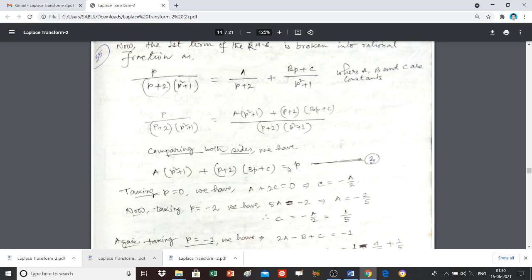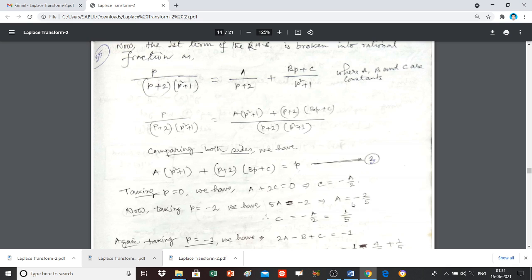Now taking p equal to 0 in this equation, we have a, and since p is equal to 0, 2 into c, that is equal to 0, or c is equal to minus a by 2. And now taking p equal to minus 2 in this equation, this term will vanish. So the only term is minus 2 square means 4 plus 1, 5a, that is equal to minus 2, or a is equal to minus 2 by 5.